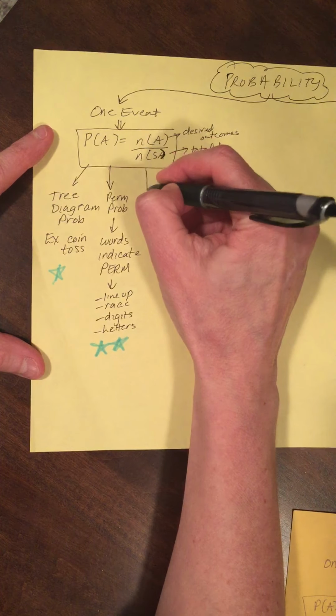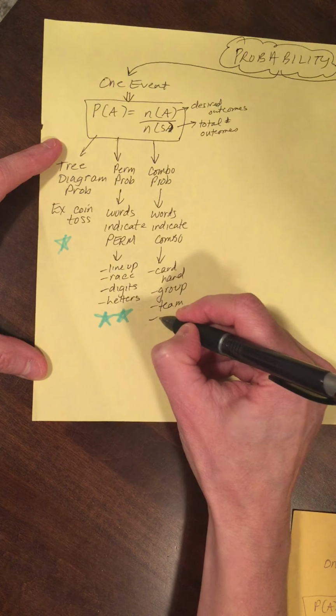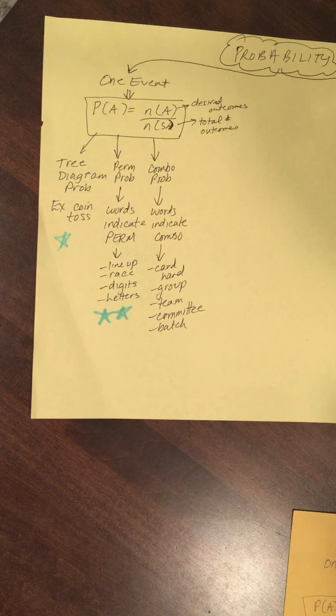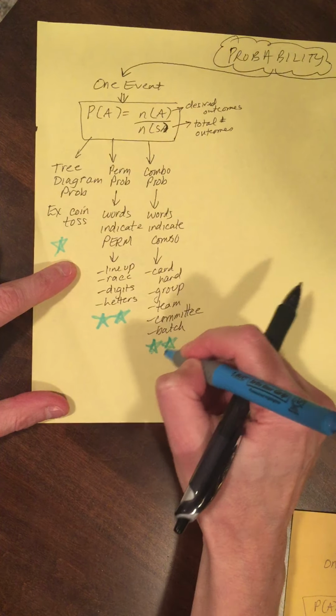Next type is a combo probability. And the words that indicate a combo are card hand, group, team, committee, and batch. And again, I'm going to put 2 stars because I usually like to do a couple combo probability type of questions.